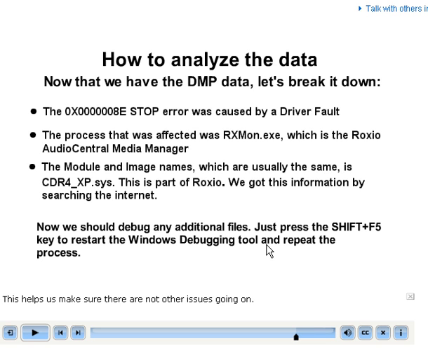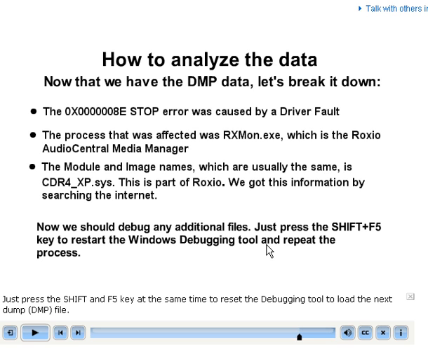Now we need to debug any other dump files that were created around this same date. This helps us make sure there are not other issues going on. You may notice that you are not able to open another dump file at this point. Just press the Shift and F5 key at the same time to reset the debugging tool to load the next dump file.